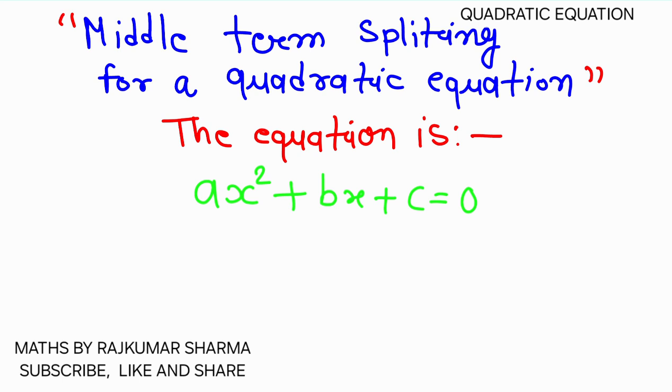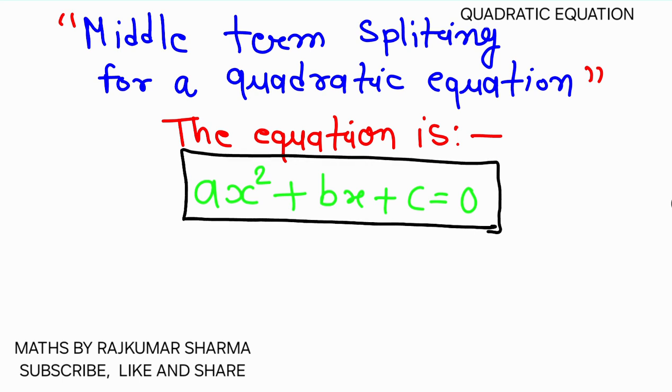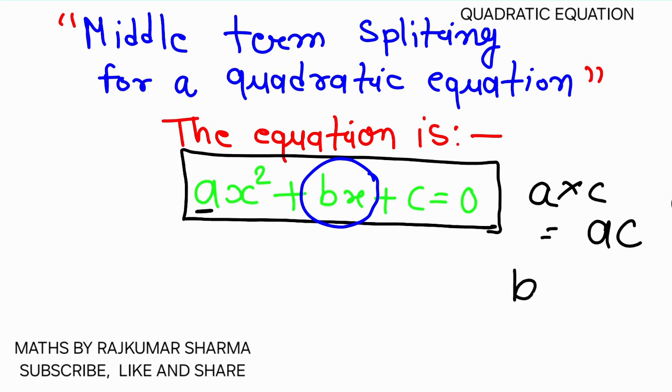If we have the equation in the standard form ax square plus bx plus c equals 0, we have to factorize the given quadratic equation by splitting the middle term. First we have to multiply the coefficient of x square, meaning a, and the constant term c. The product is ac. According to the value of ac, we have to split the value of b. b is the coefficient of x.